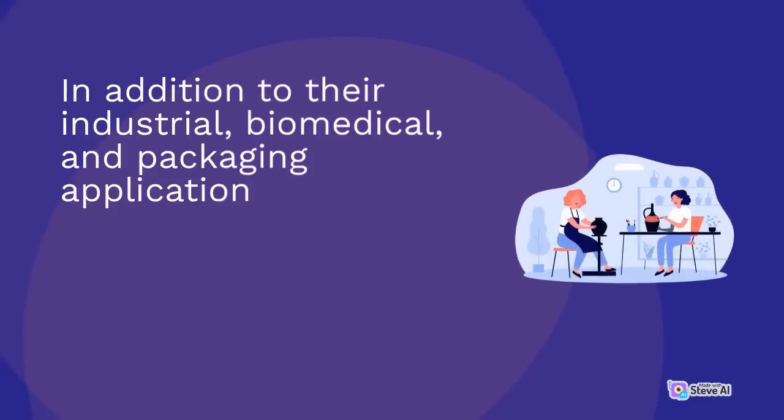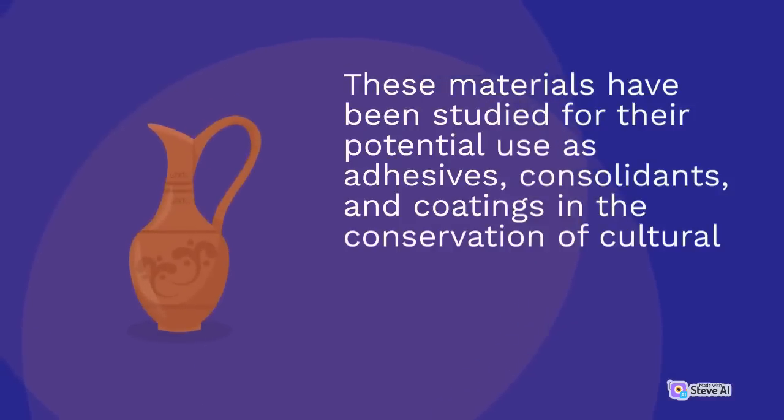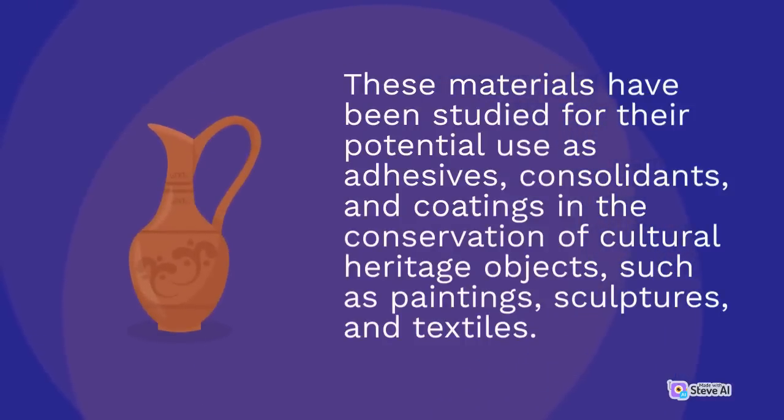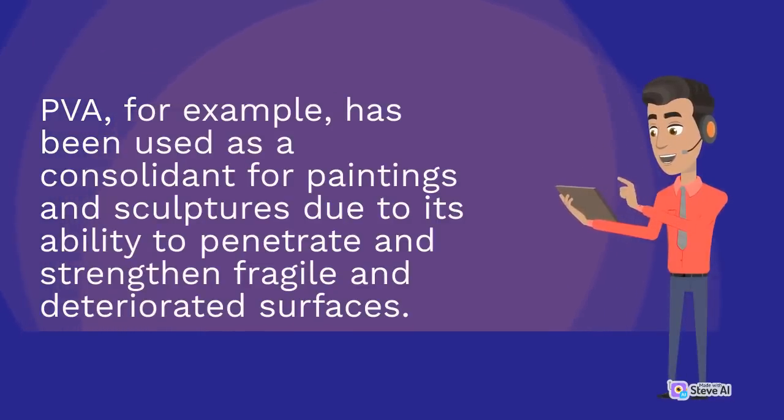In addition to their industrial, biomedical, and packaging applications, PA and POTS also have potential applications in the field of art conservation. These materials have been studied for their potential use as adhesives, consolidants, and coatings in the conservation of cultural heritage objects, such as paintings, sculptures, and textiles. PA, for example, has been used as a consolidant for paintings and sculptures due to its ability to penetrate and strengthen fragile and deteriorated surfaces.